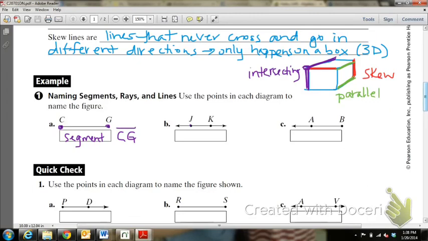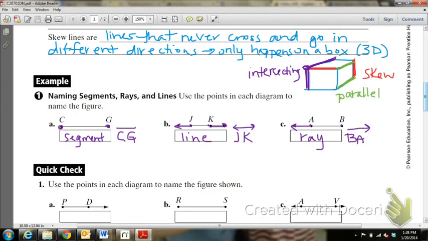Here in B, I have 2 points, but it extends on both sides. That's a line, and I would say JK with a double arrow on top. And the last one, it has 2 points, but it only extends on one side. That's a ray. And again, you want to name it from the starting point, which is B, to the arrow one, which is an A, and draw a one-sided arrow over the correct letters. So from B to A.